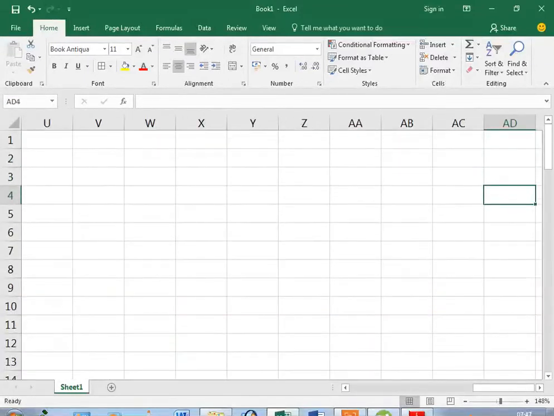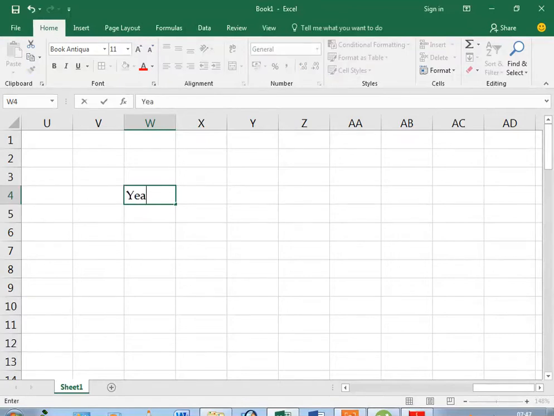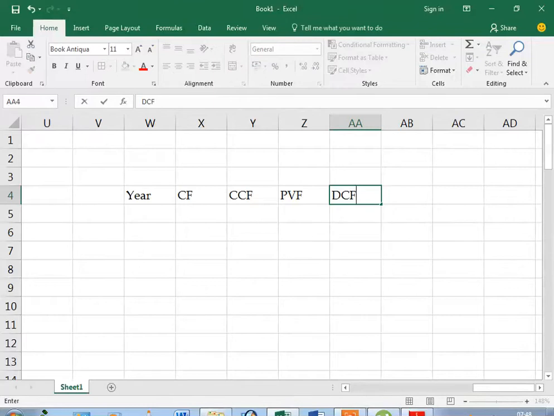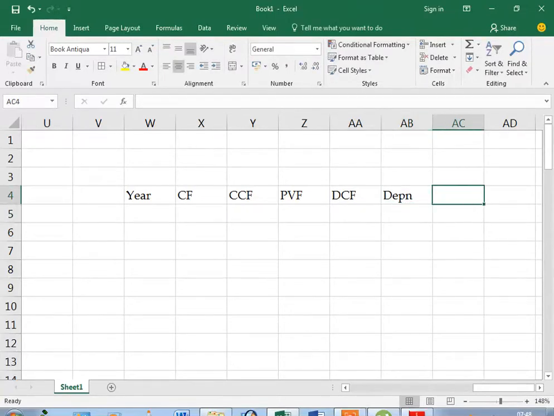Now please listen. In case I have to do all the 6 techniques together, which may not be necessary at your level, they may not ask, I'm not going to separately do a working note. My working note will be year, cash flow, cumulative cash flow. This will help me in payback. PVF, DCF. This is going to help me in discounted payback, NPV, profitability index, and IRR also. Depreciation, PAT. This will help me in ARR. So I'm going to do it together. I'm not going to do every working note separately.